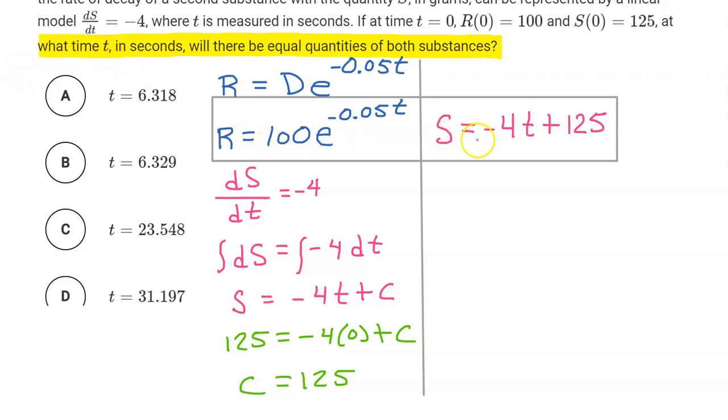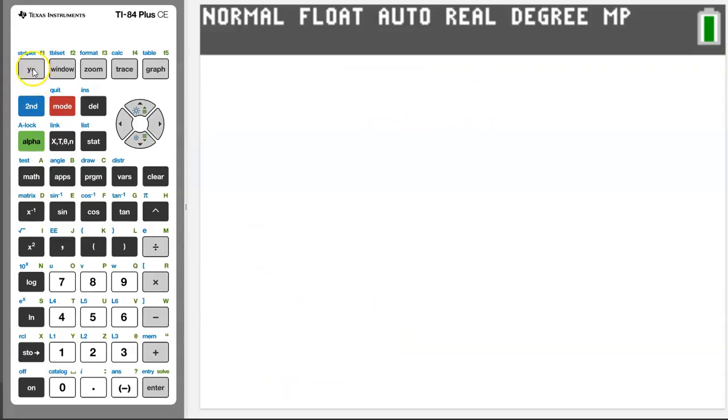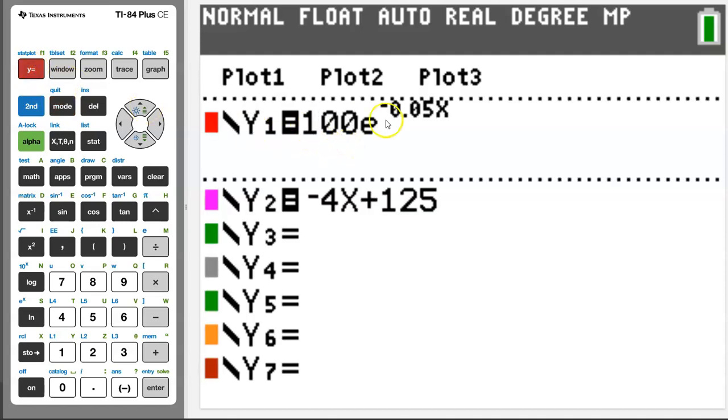Notice that now we have an equation for the amount of both substances as a function of time. We are being asked what time t in seconds will there be equal quantities of both substances. But this is calculator active. So let's type both of these equations into our graphing calculator and see where they intersect. So hit the y equals button and type in both equations. You're going to have to use x instead of t.